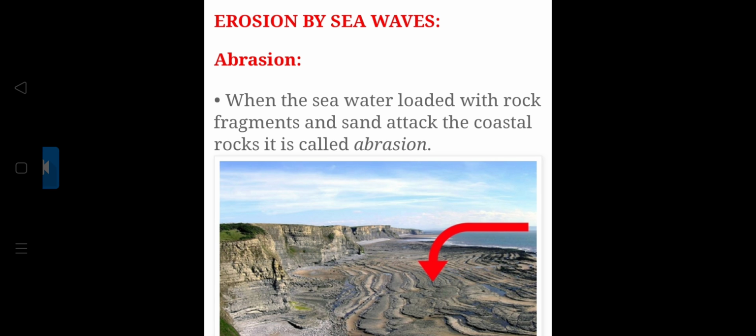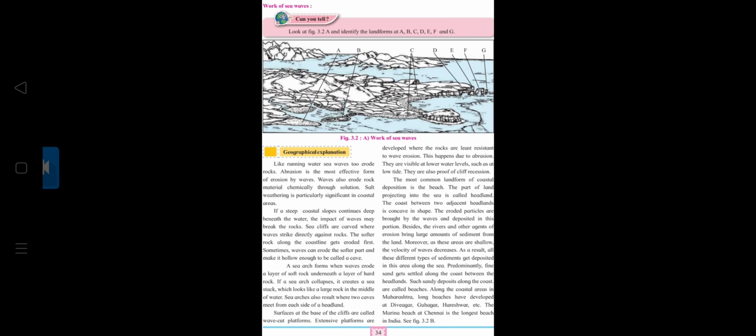What were they? They were wave cut platforms, sea stacks, then salt weathering is responsible. Headland, a part of land which projects into the sea, is called a headland. There is cliff recession happening. Then how are beaches formed? Which is the biggest beach? We have tried to understand.